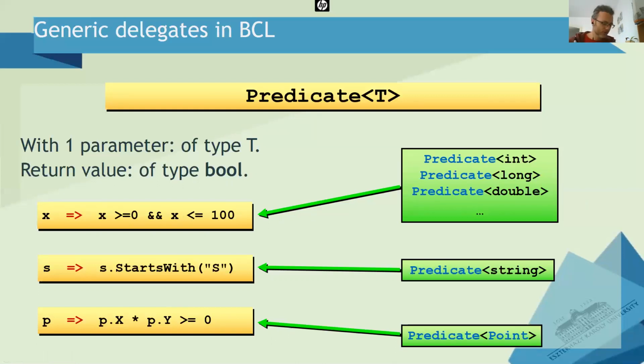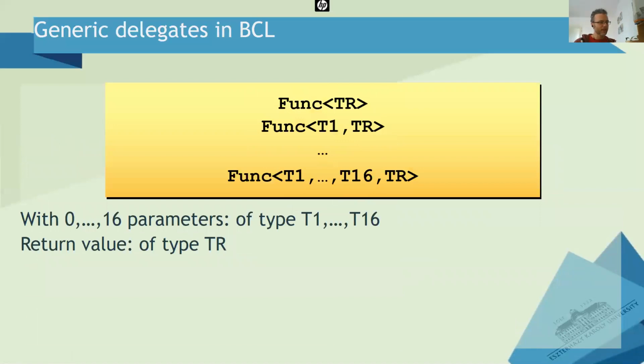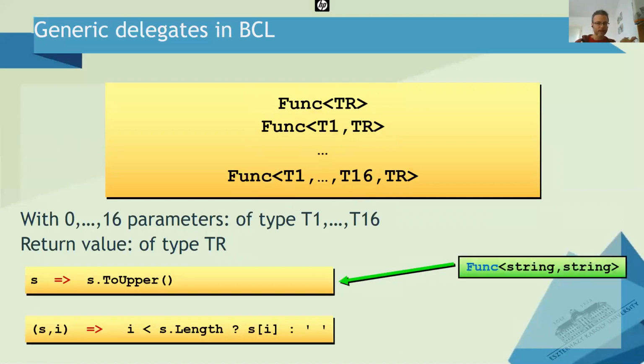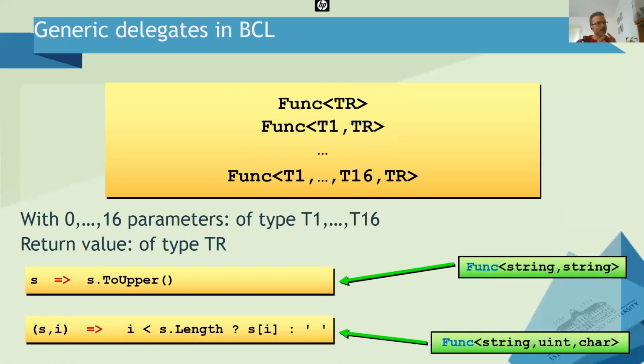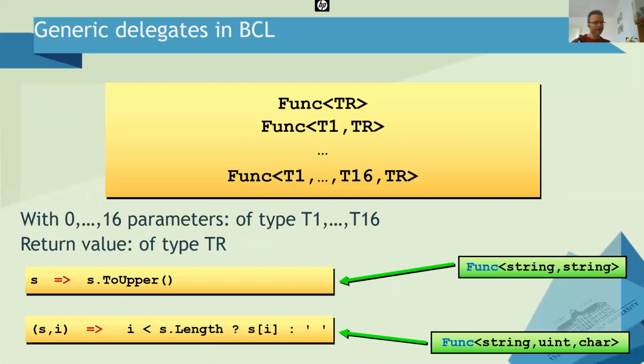Okay, we are going to use those 3 kinds of delegates next week: the Predicate delegate, the Action delegate, the Func delegate, because they are widely used inside this cool technology called LINQ. But I'm running out of time now, so here I would like to finish my lecture.